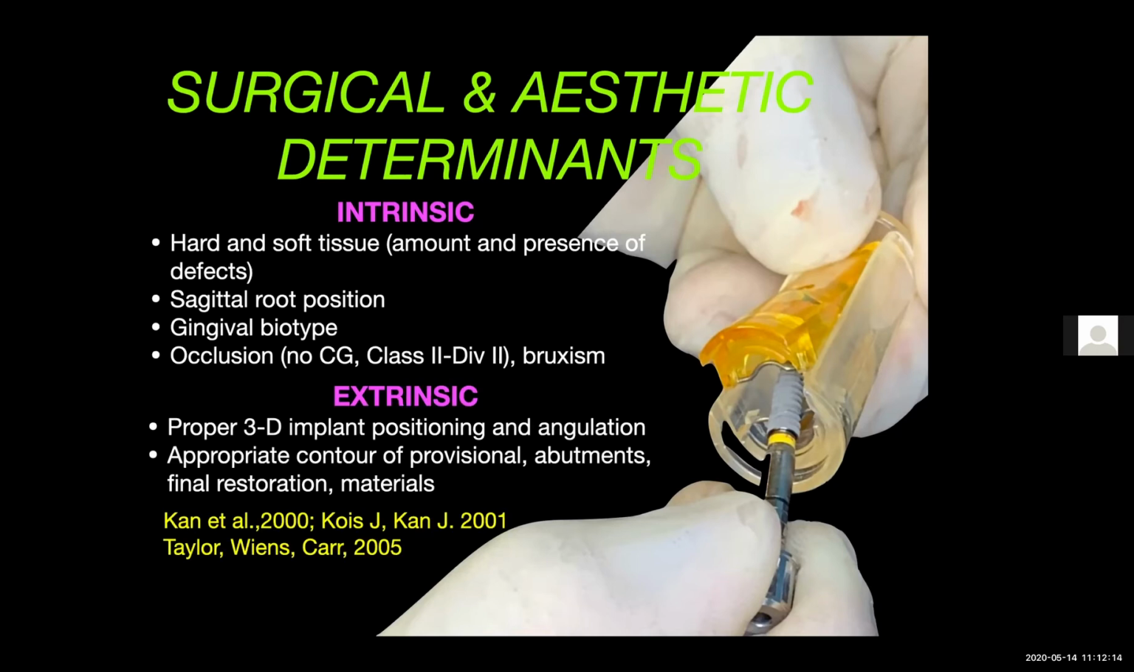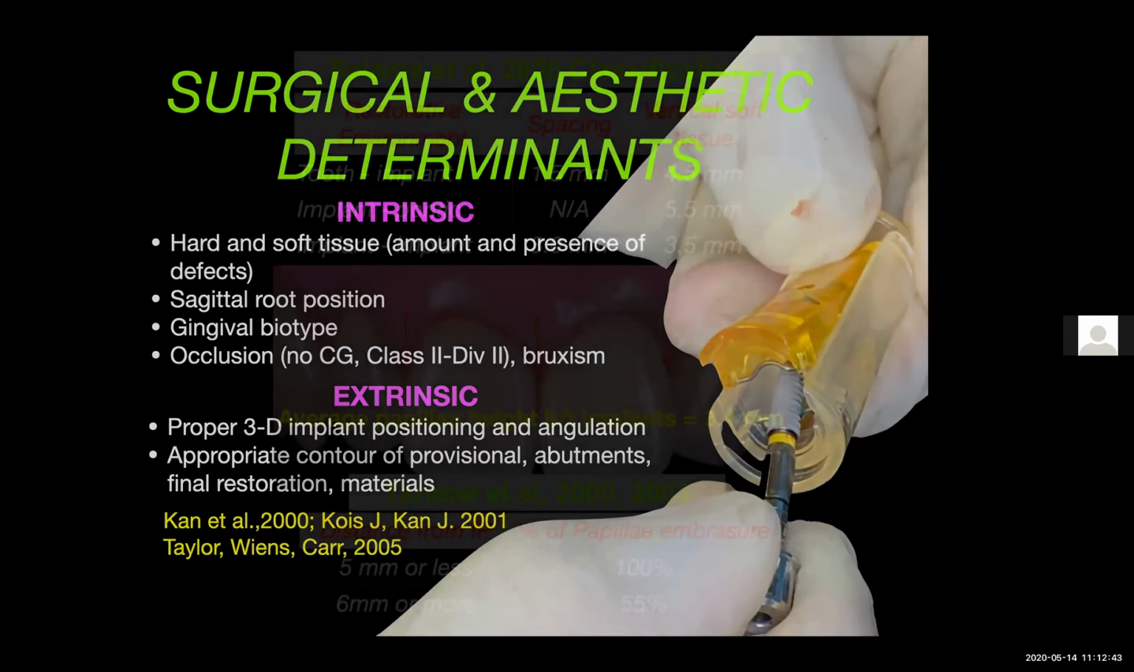The second determinant is extrinsic, and it's named extrinsic because it's the actual mechanics of us placing and restoring the anterior implants. And I want to emphasize that above all else, the priority is that we have a correct 3D, three-dimensional implant position and angulation. And we need to realize that each step of the procedure, from the provisional to the final restoration phase, plays a crucial role in the stability of the implants and the surrounding tissue.